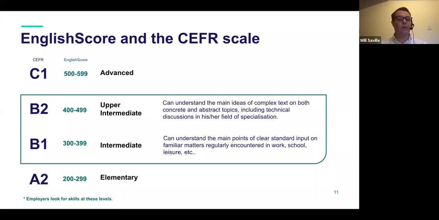At the top end, C1, or an advanced level of English, is mainly used for those wishing to migrate or study in an English-speaking medium. At the bottom end, A2 or elementary, are those who are just starting out on their English language journey. Most employers are looking for the B1 and B2 level of English. So these are really important for test takers in Indonesia, and this allows them to work and communicate effectively to perform their job roles.